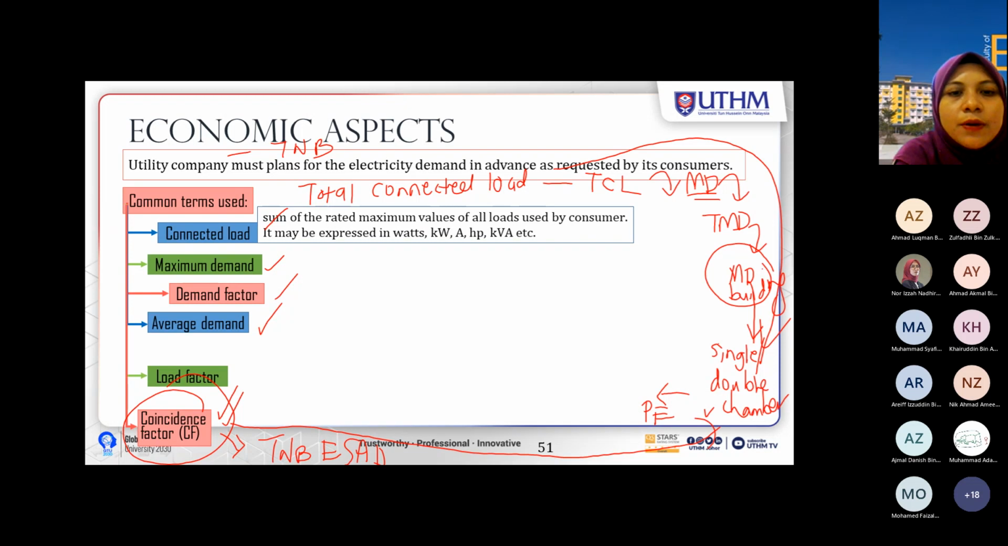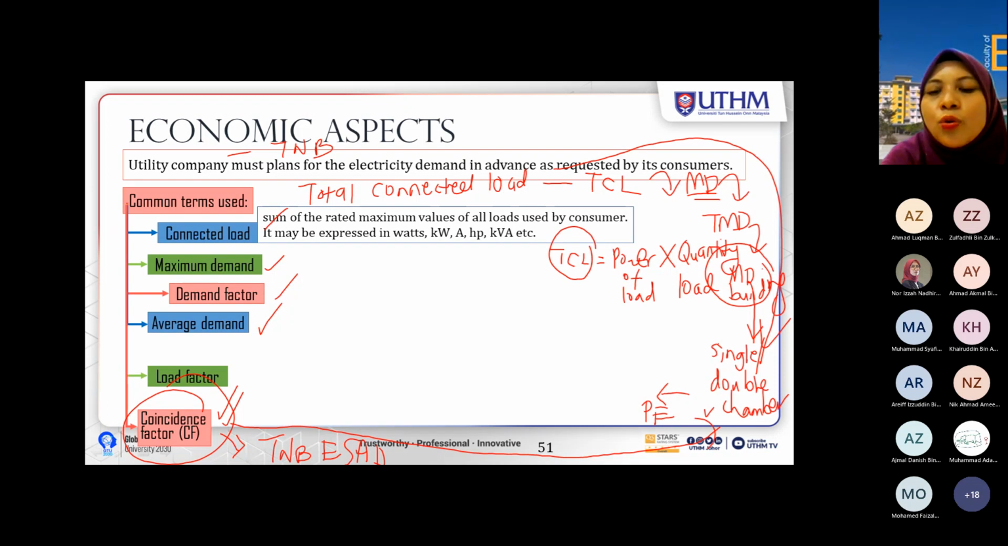Connected load is the sum of the rated maximum values of all loads used by the consumer. Basically it is expressed in watts, kilowatts, amperes, horsepower, kVA, etc. So for the TCL, the formula is the power of each load multiplied by the quantity of the load. This is just the formula. Power of the load times the quantity of the load, then you get the total connected load.